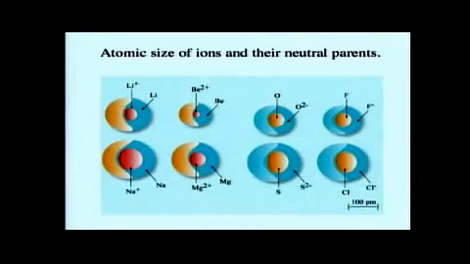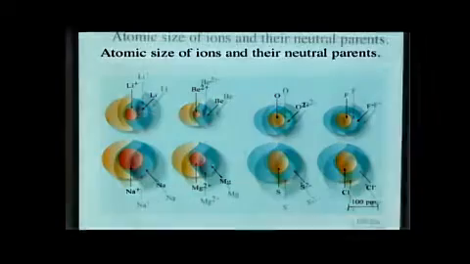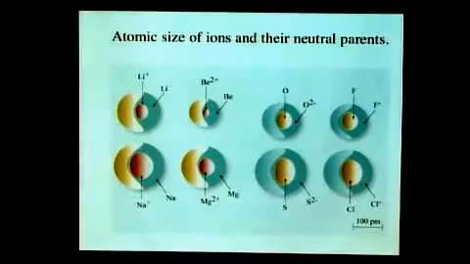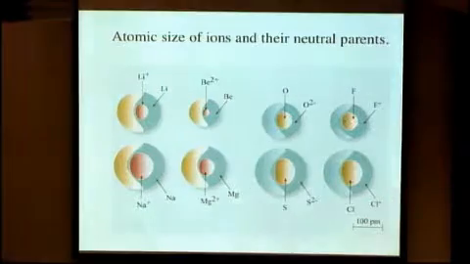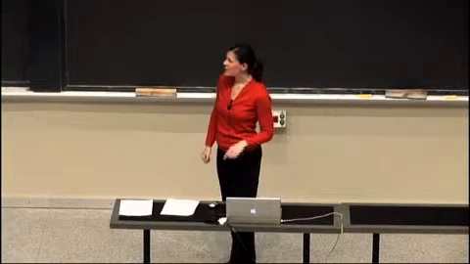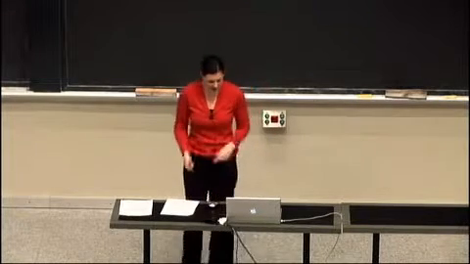And this is just a picture showing some of these sizes with their parents. So for example, for lithium here, you can see how lithium plus is smaller than the actual lithium atom in its neutral state, whereas for fluorine, fluorine is smaller than F minus, which is the one that's the outer shell shown here. So let's do a clicker question on isoelectronic atoms.